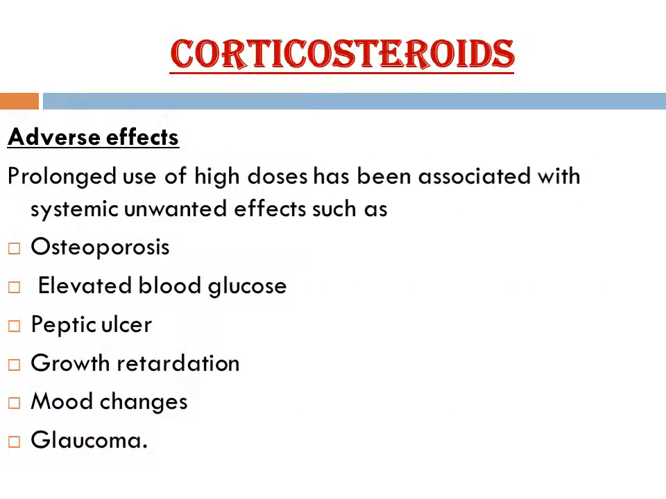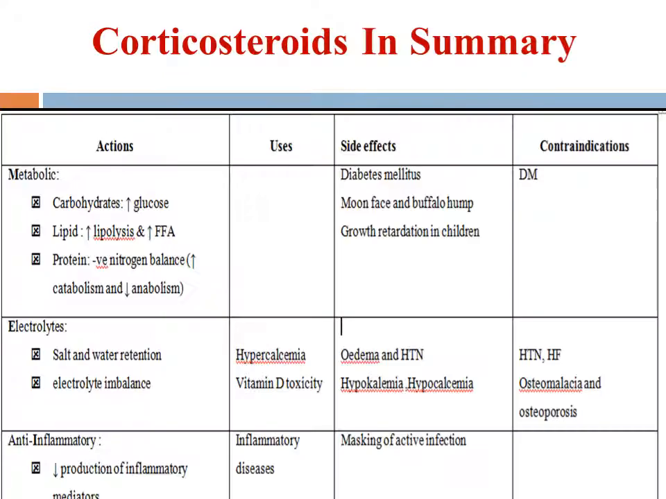The adverse effects due to prolonged administration of corticosteroids or high doses may include osteoporosis, elevated blood glucose, peptic ulcer, growth retardation, mood changes, glaucoma. And this table summarizes all effects of corticosteroids on different systems, not on the bronchial tree only.